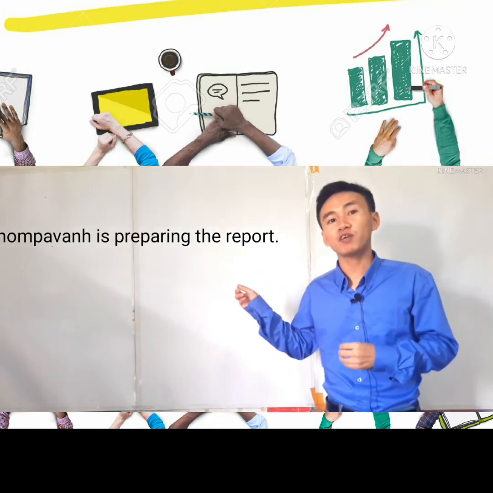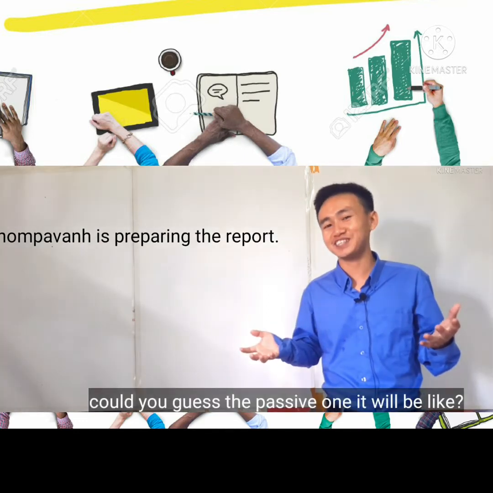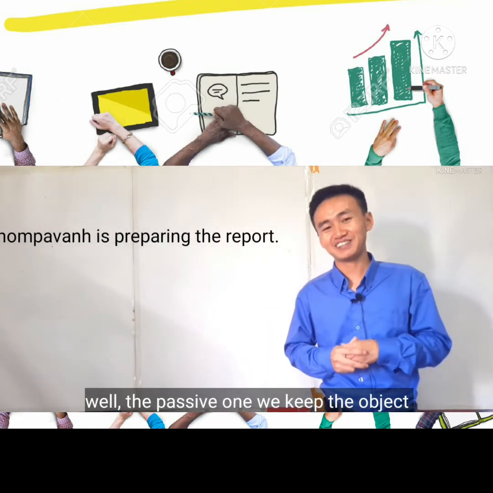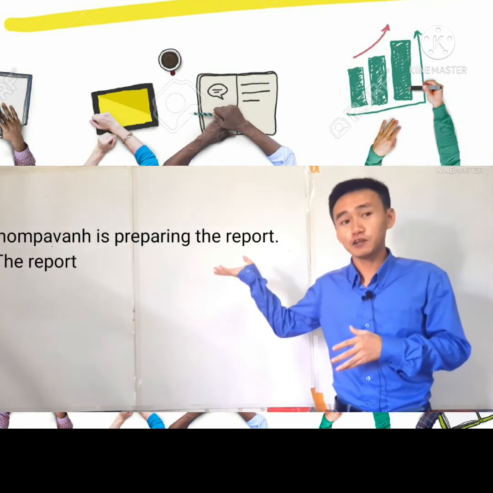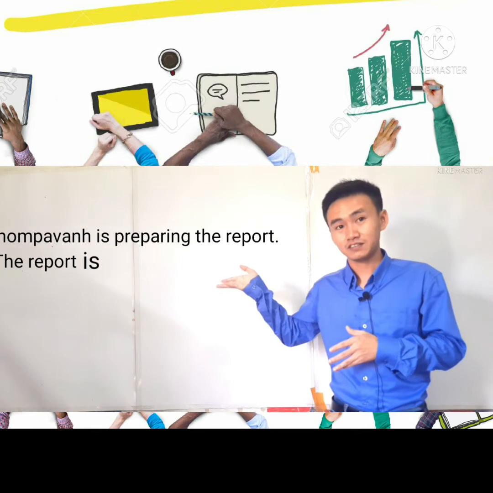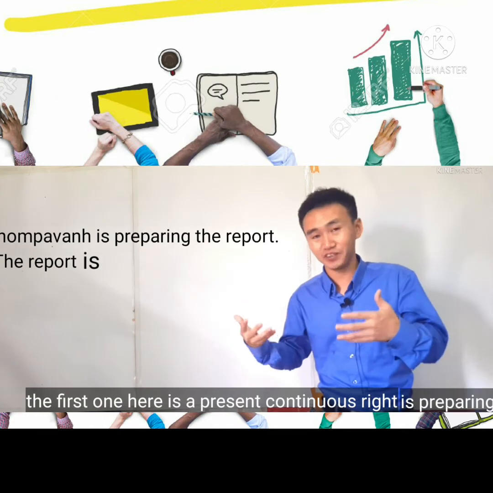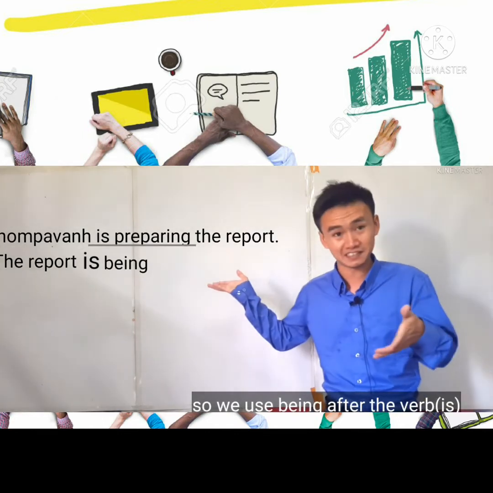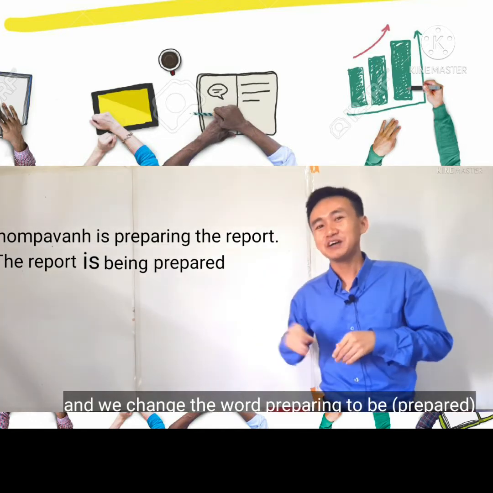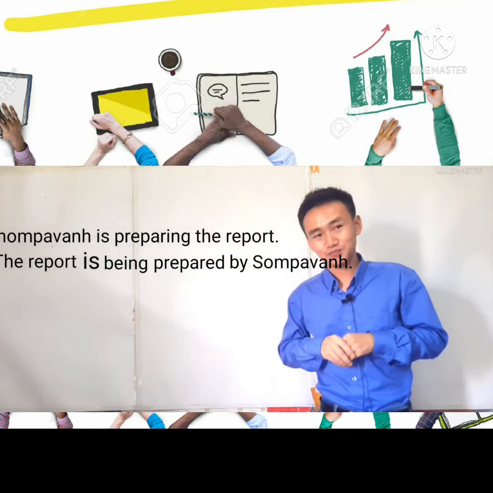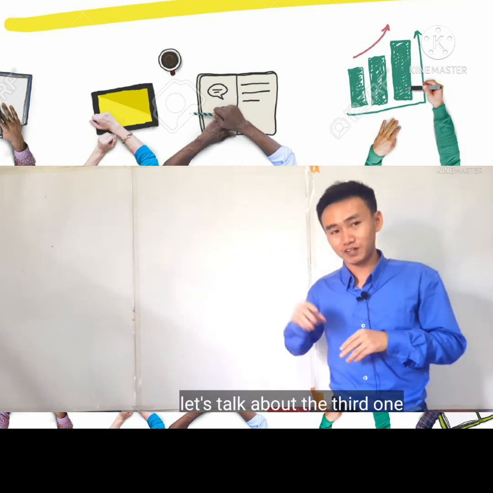Song Pawan is preparing the report. Could you guess the passive one? Well, for the passive one, we keep the object. The report is... the first one here is a present continuous, right? It's preparing. So we use being after the word is, and we change the word preparing to prepared. That's right. By Song Pawan. You're right. Alright, and let's talk about the third one.